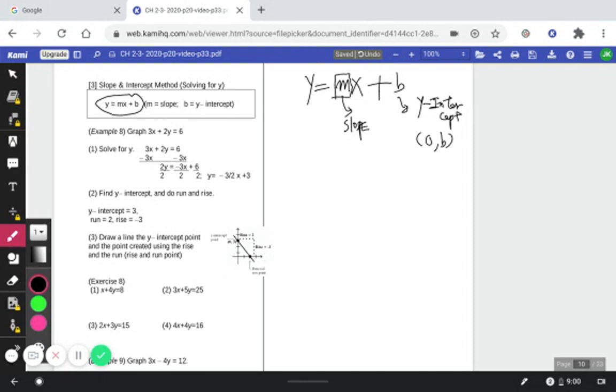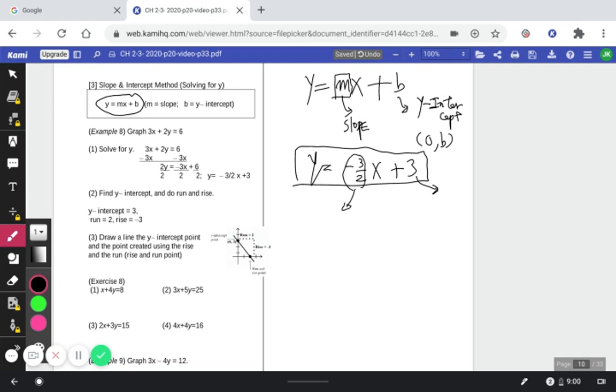So for example, if you have y equals, let's say, negative 3 over 2x plus 3. If you have an equation like this, guess which one is the y-intercept? Here, this is the y-intercept. Guess which one is the slope? Here. So the slope becomes negative 3 over 2. That's the slope. And 3, which is 0, 3, becomes your y-intercept.